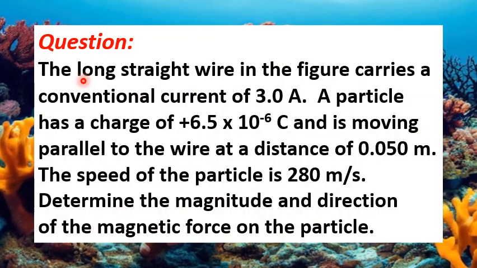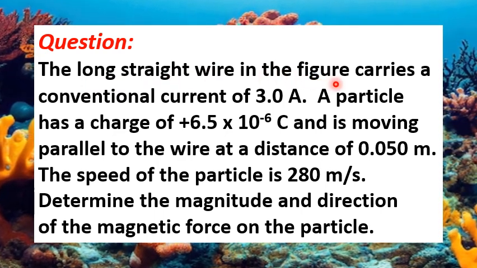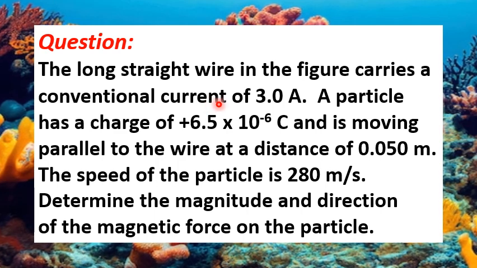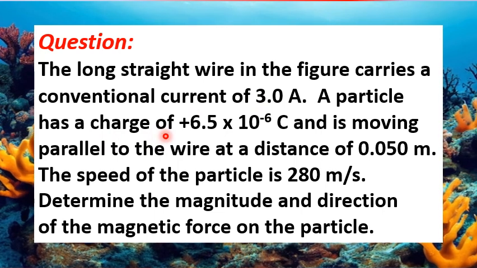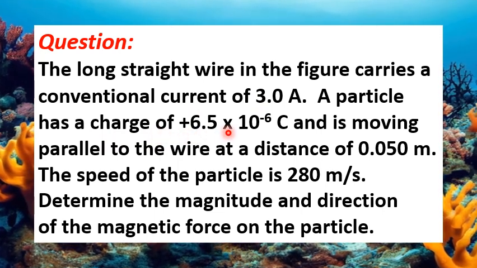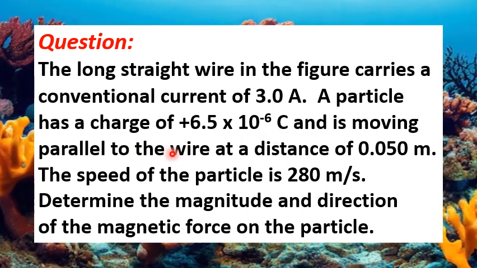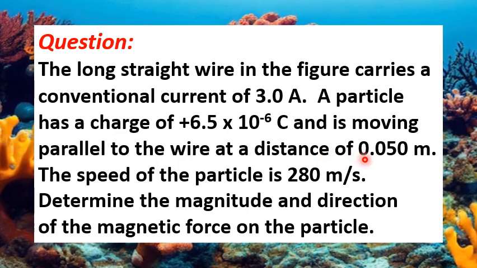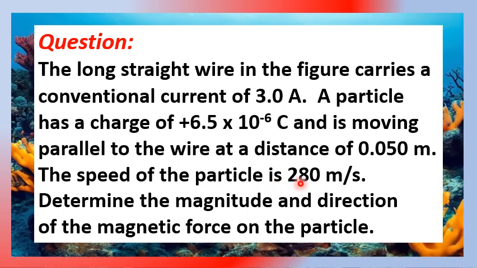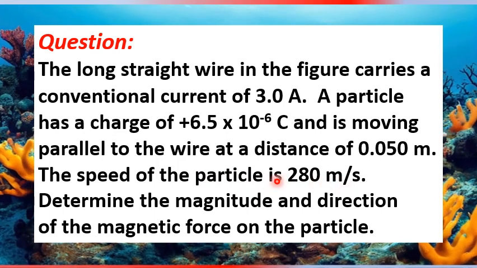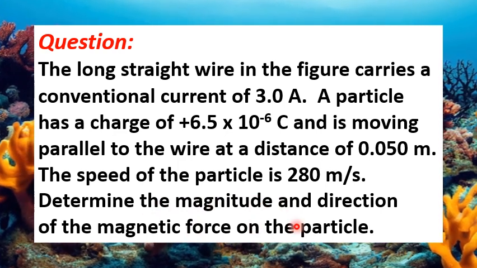The question is, the long straight wire in the following figure carries a conventional current of 3.0 amperes. A particle has a charge of positive 6.5 times 10 to the negative 6 coulomb and is moving parallel to the wire at a distance of 0.050 meters. The speed of the particle is 280 meters per second. Determine the magnitude and direction of the magnetic force on the particle.